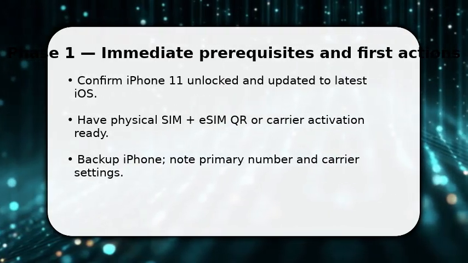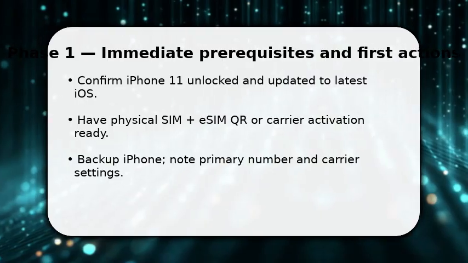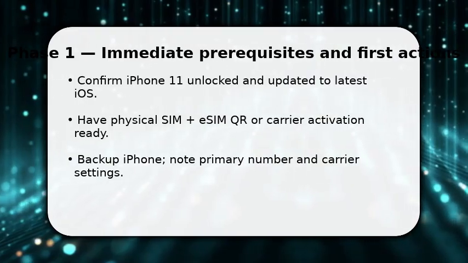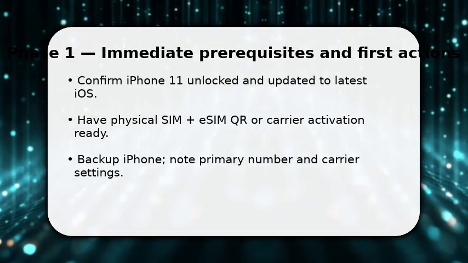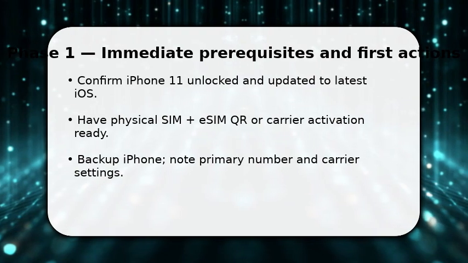Tap Add Cellular Plan and scan the carrier QR or use carrier activation details. Once done, label lines immediately so you can tell primary versus secondary at a glance.